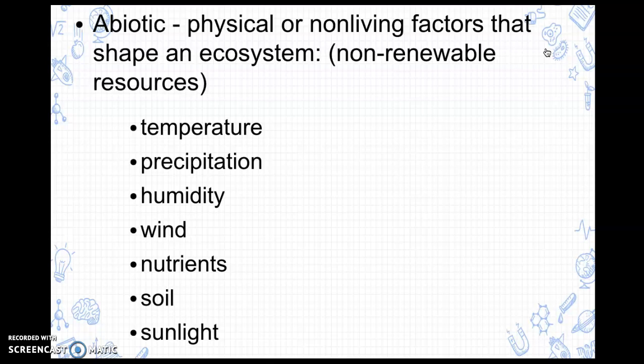Abiotic things are physical, non-living factors that shape an ecosystem. A lot of times students struggle with this concept because they just think it's non-living. But it's not only non-living, it has to be non-living factors which have an impact on ecosystems. Things like temperature, precipitation, humidity, all of these things are going to be drivers in the ecological community to determine what sort of plant life and animal life will occur.